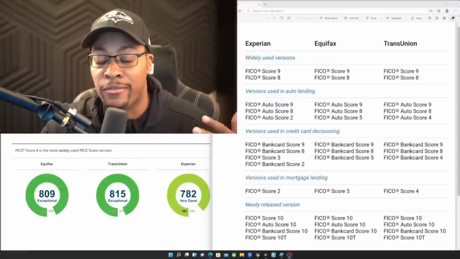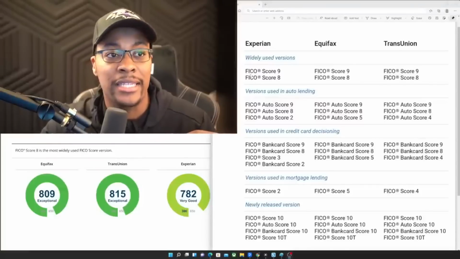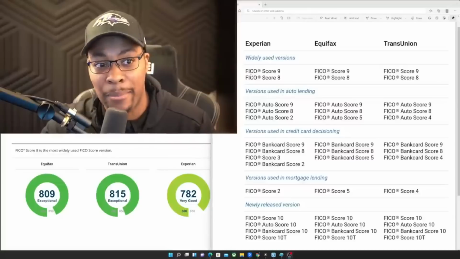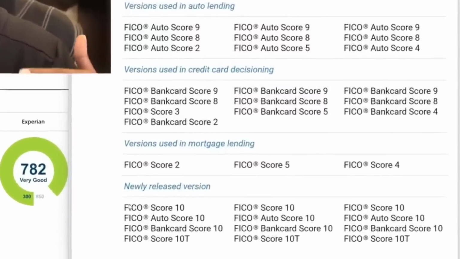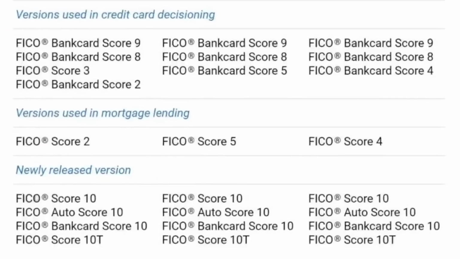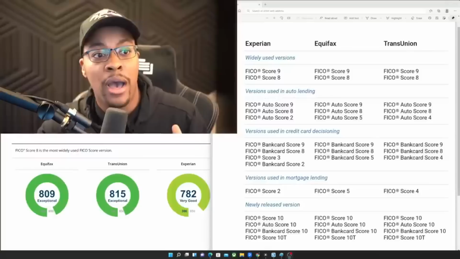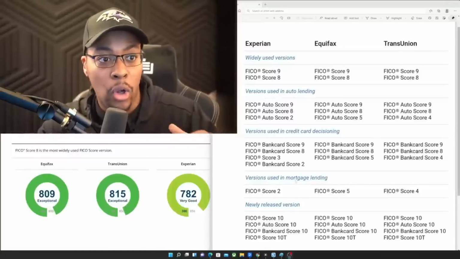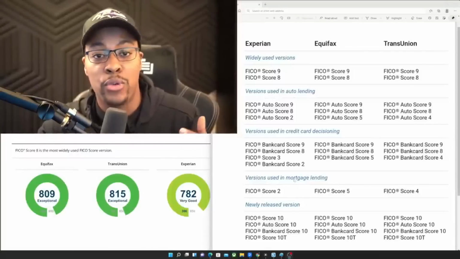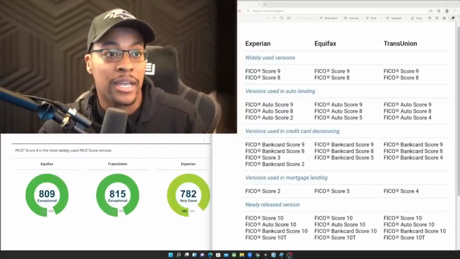You've seen a lot of FICO 9 recently, with a lot of lenders starting to adopt it. And down here below, you also see some of the newly released versions. So FICO 10. Now you have your FICO 10, your auto score FICO 10, your bank card 10. You also have your score 10T. The T stands for trended, and I'm going to go into that later in the video. But these are basically all of the different FICO scores that you will have. So it's just important to understand that.